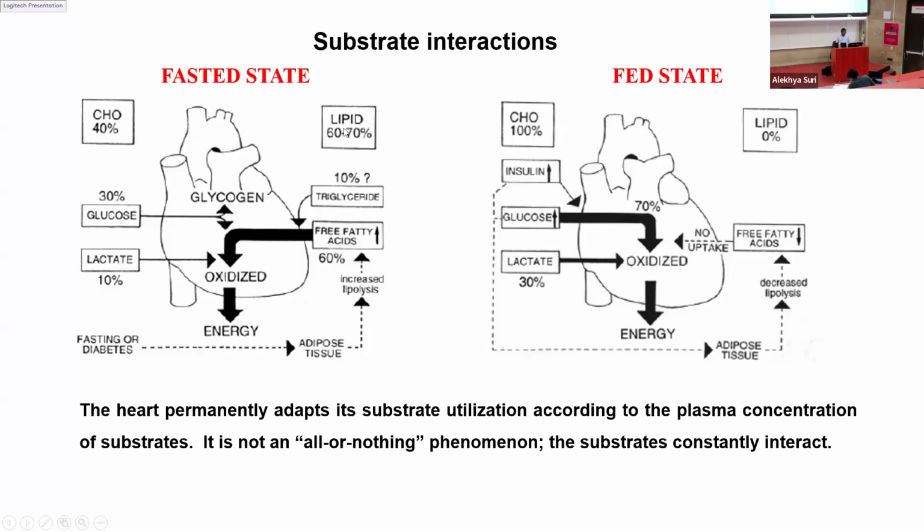So this is not like 40-60 or 100-0%. If you have 50% carbohydrate, 50% will be from fatty acid. Or if you have 60% carbohydrate, then 40% will be lipid. So there will always be a substrate interaction, and it is not an all or nothing phenomenon. Depending on the availability of the substrate, the heart will utilize it to produce ATP molecules, because the heart needs a continuous ATP supply for its function.